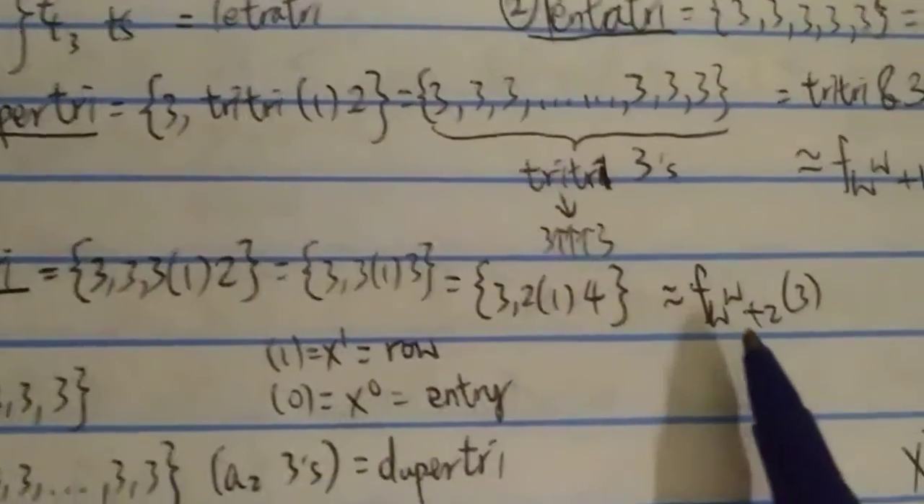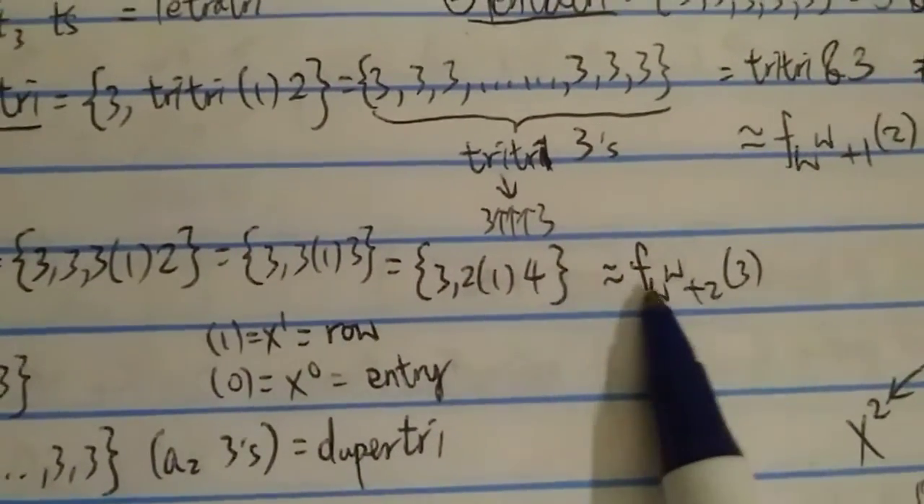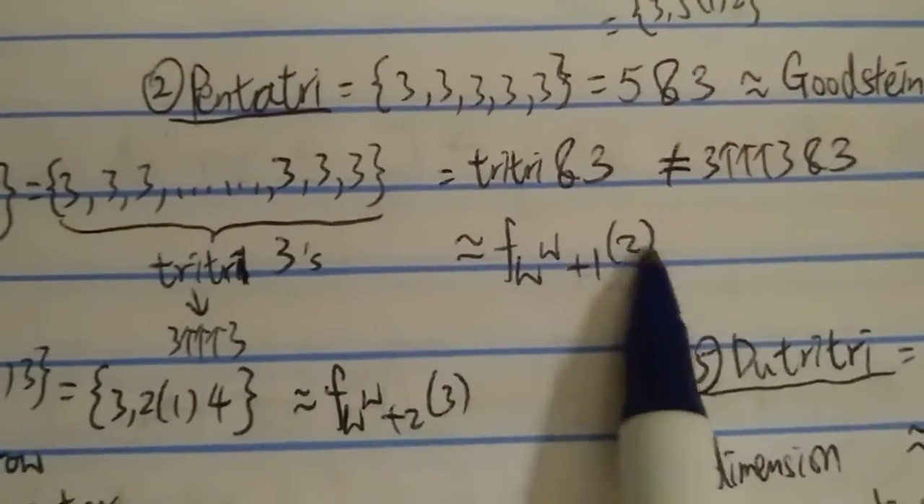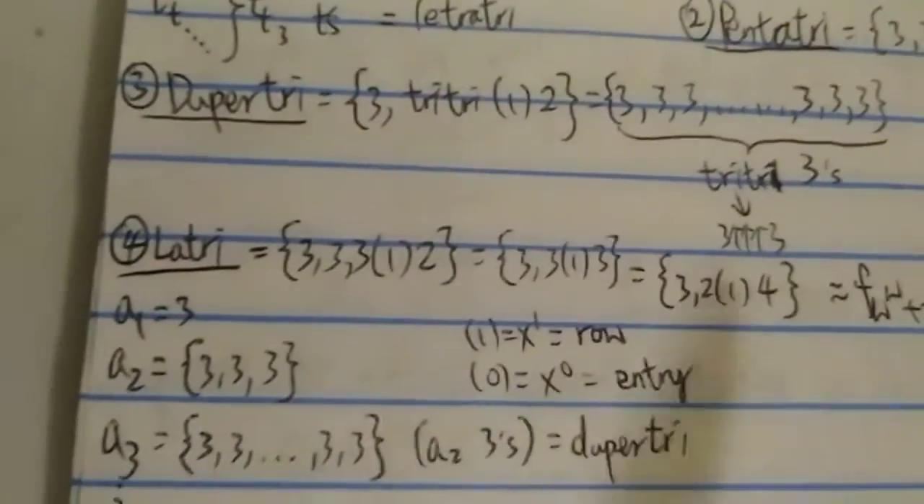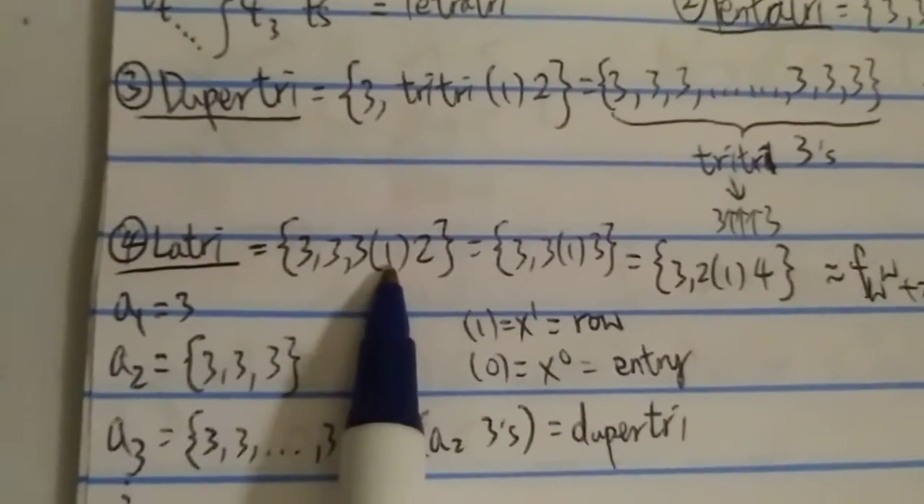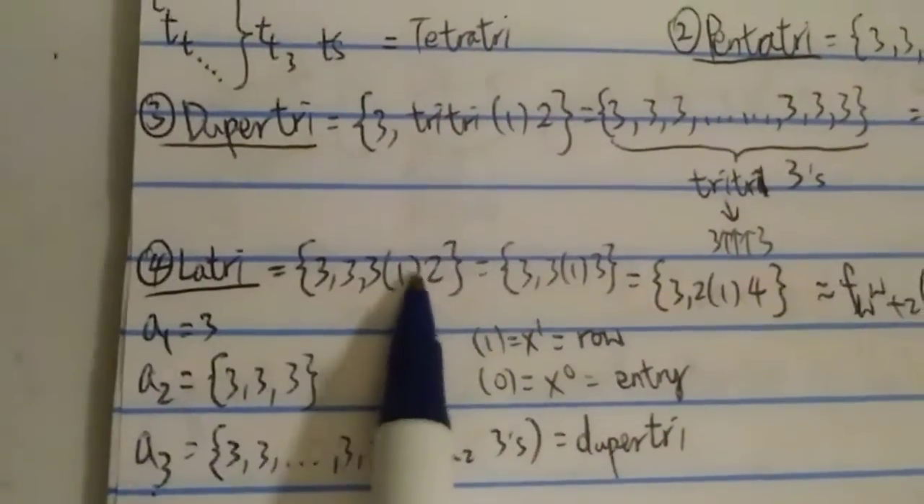And in terms of the fast growing hierarchy, or actually f omega to omega plus 2 is this number over here. This one is f of omega to the omega plus 1, 2. So it looks similar in terms of the fast growing hierarchy. But anyway, and this one you can see there's a 1 over here with parentheses.